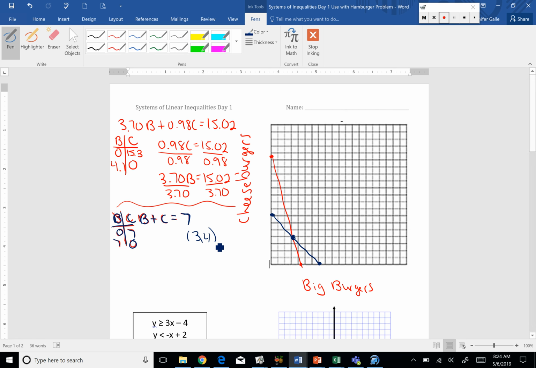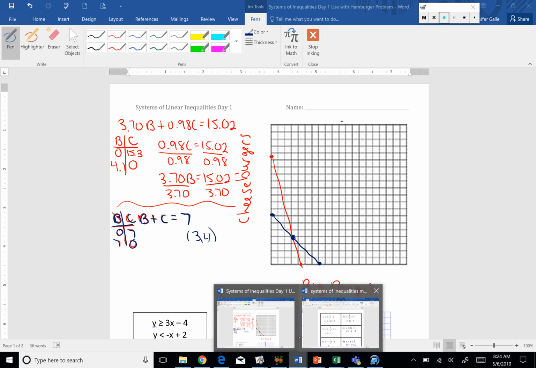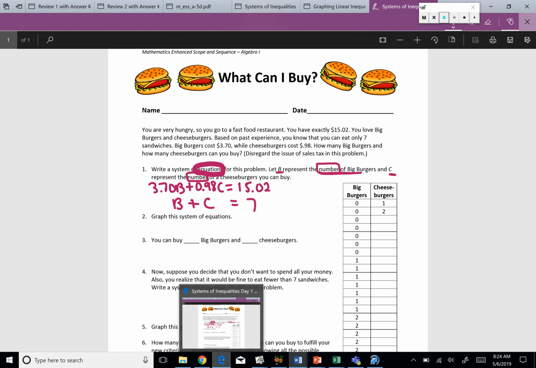4, 4 would give us 8 burgers. We want a total of 7. It's at 3, 4. And I know we just did a sketch, and we've got some intercepts that are decimals, so it should be at 3, 4. So on our other sheet, I'm just going to pop back. And we should have 3 big burgers we can buy and 4 cheeseburgers we can buy.